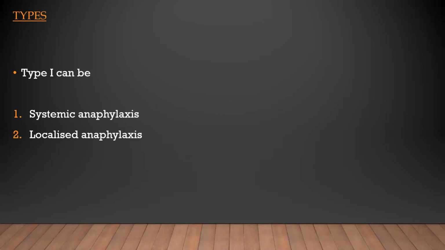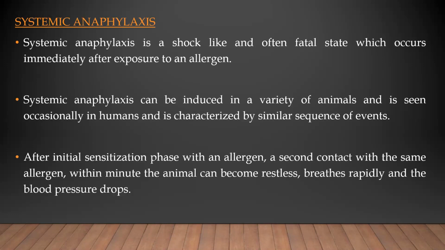Now, type 1 hypersensitive reactions can be of two types: systemic anaphylaxis or localized anaphylaxis. Systemic anaphylaxis is when the whole body is under attack, and localized anaphylaxis is when it is restricted to certain tissues or organs. First of all, let us discuss systemic anaphylaxis. It is often a shock-like state, and mostly a fatal state, which occurs immediately after the individual is exposed to the allergen.